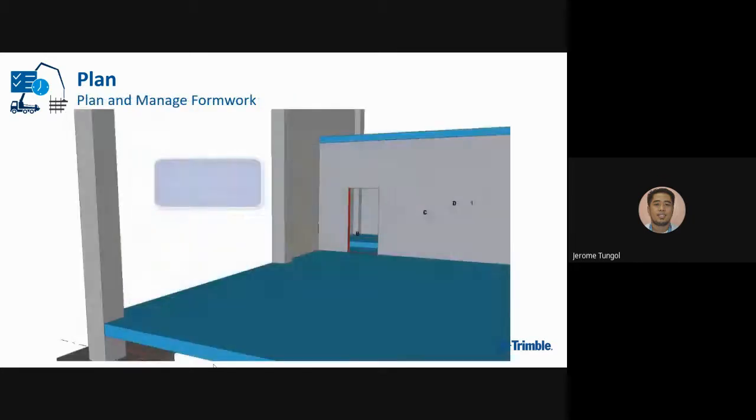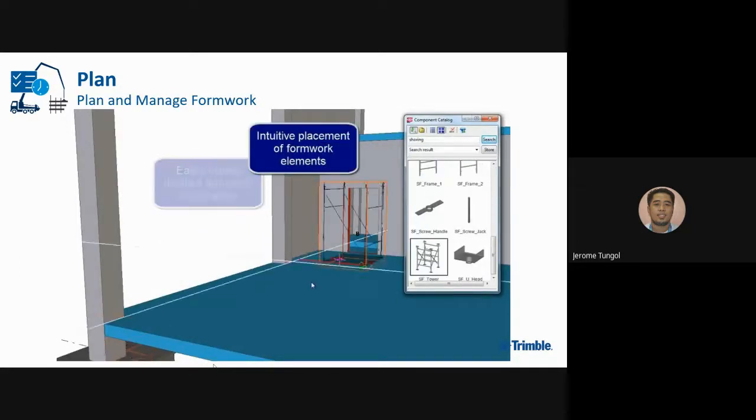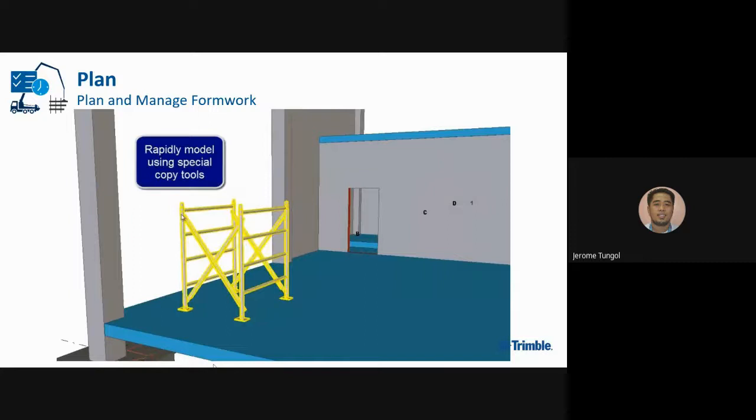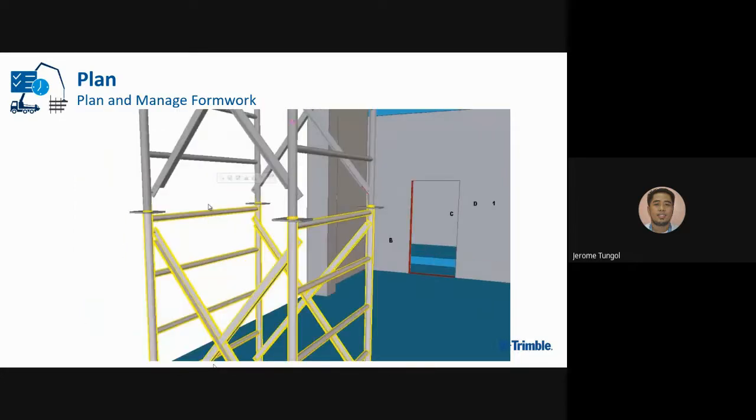Plan and manage formworks. So Tekla Structures has a variety of detailed formworks in the component catalog that are ready to use. For this example, a shoring component can easily be placed in the model using direct modification. You can use special capping tools to get the total height required and easily manipulate the connection of shoring by simply changing its property.